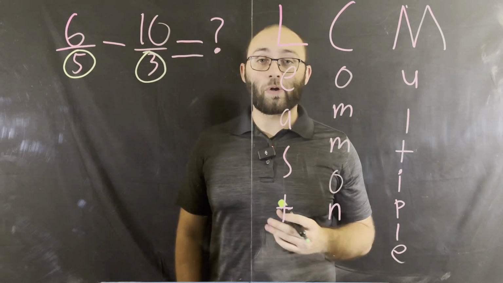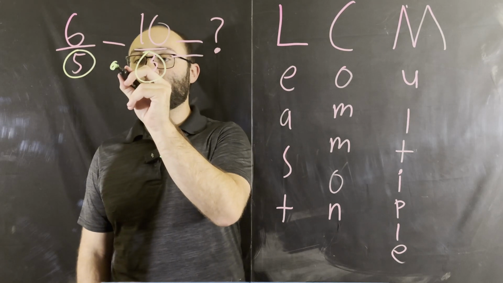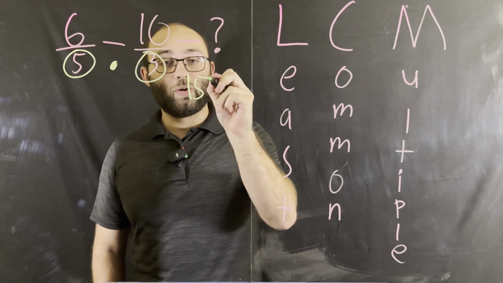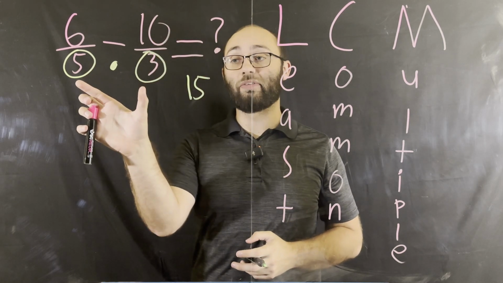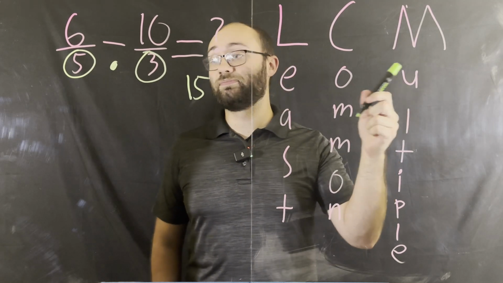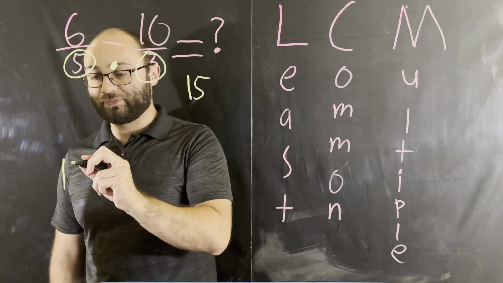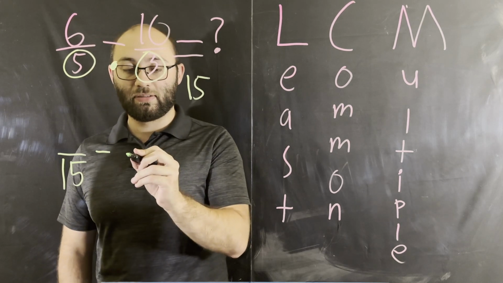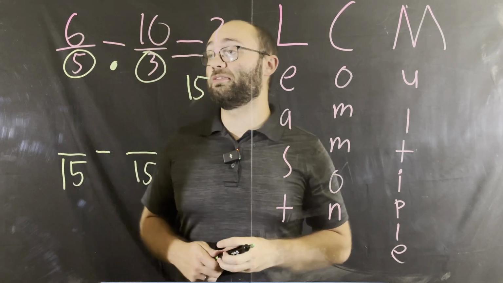The LCM would work best, and this is another instance where if I multiply the bottoms by one another, so 5 times 3, I get 15. Once again, that is a way to guarantee that you find a multiple for both of them. And once again, in this case, it happens to be the LCM. So I'm going to come down here and I'm going to write 15 and minus 15, because we need both of the denominators to be 15.